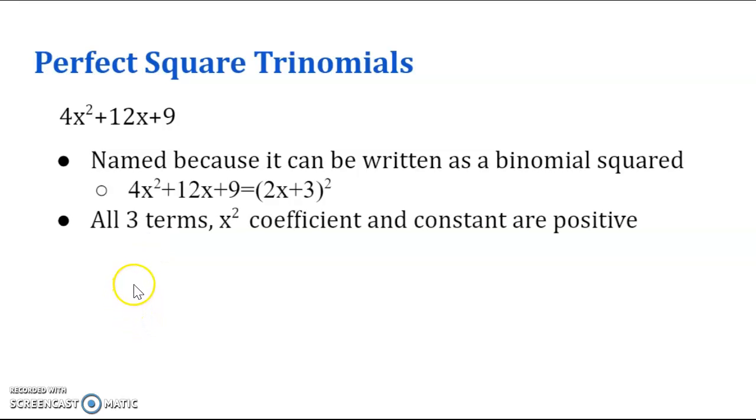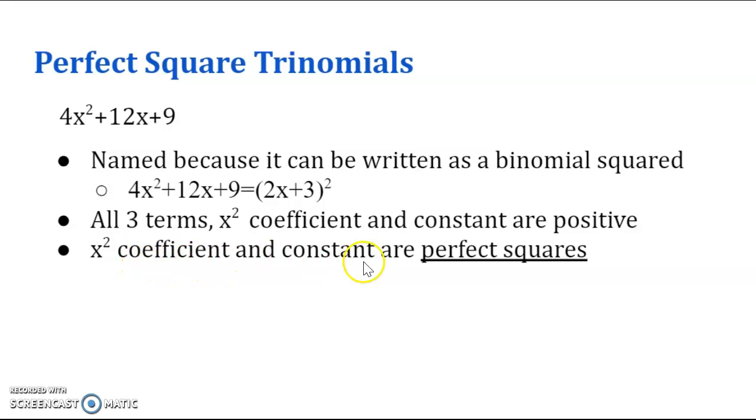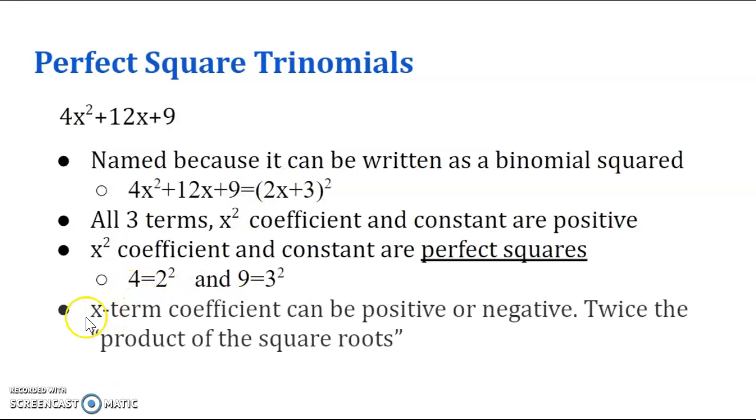And you must have all three terms. The x squared coefficient and the constant have to be positive. So the first term, the x squared term, and the constant, the very last term, have to be positive. It cannot be negative. Why? Because when you multiply two numbers that are the same, you're never going to get a negative result. The x squared term and the constant are perfect squares. So 4 is a perfect square, 9 is a perfect square, such as 4 is 2 squared and 9 is 3 squared.